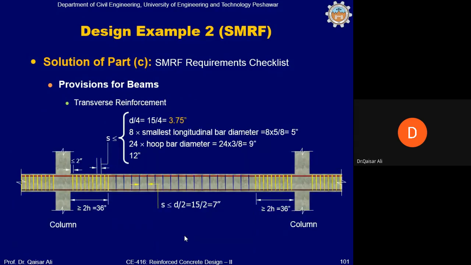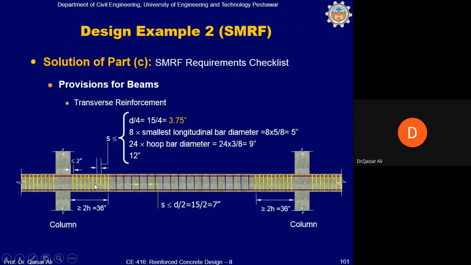Next, the requirement of the ACI code for the transverse reinforcement within the 2H region. The depth of the beam is 18 inch, so 2H is 36 inch. Within this 36 inch, the stirrup spacing shall be the least of d/4, 8 times the smallest longitudinal bar diameter, 24 times the hoop bar diameter, and 12 inch. From this, 3.75 inch is the least spacing.